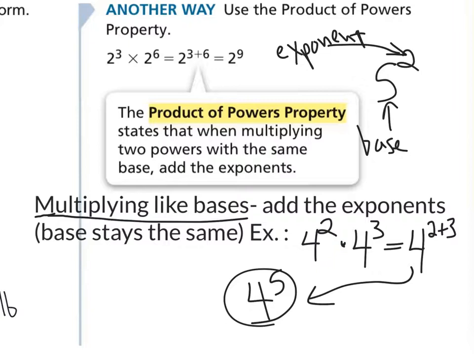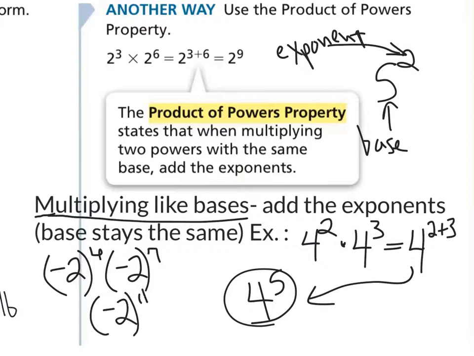Our base could possibly be a negative number as well, but if it is, they have to both be the exact same base. So if I have negative 2 to the 4th power times negative 2 to the 7th power, that would be negative 2 to the 11th power if I add the 4 and the 7 together. Okay, if one of them's a 2 and one of them's a negative 2, there's a way we can kind of get around it, but what we're doing right now, let's just stick to those bases being exactly the same as each other.